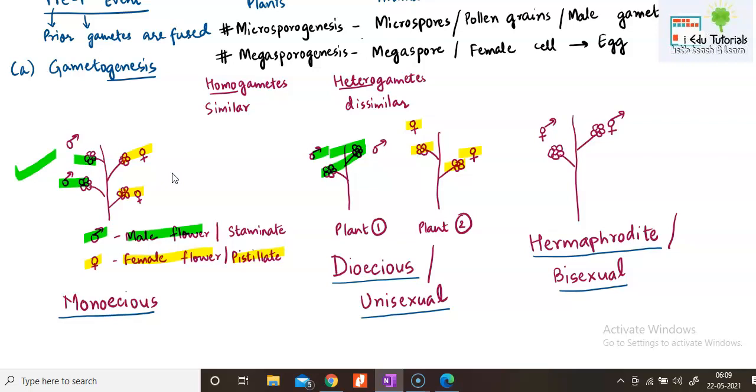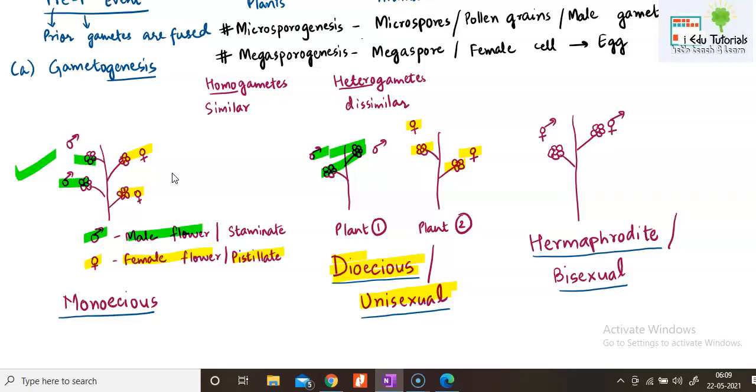Here staminate condition is present on one plant, pistillate is present on another. Because sexuality is divided, that's why we have used the term dioecious. Dioecious means unisexual. Uni means a single gamete type will be there.